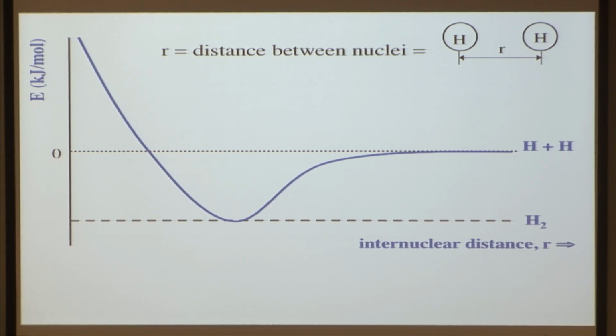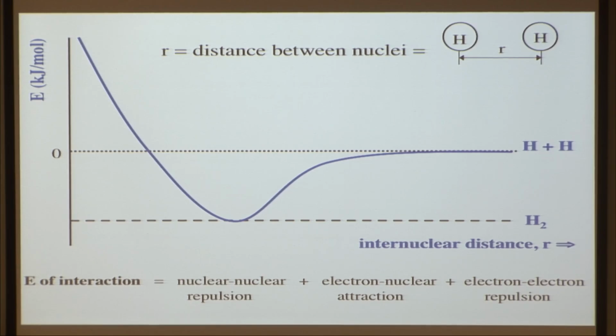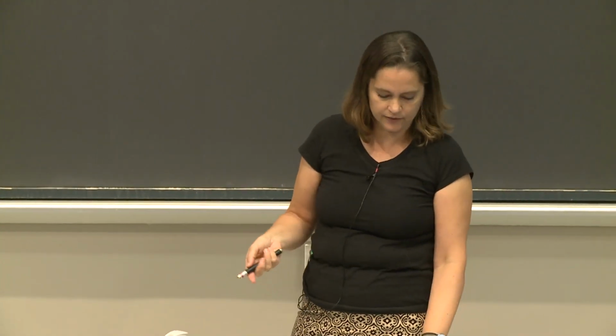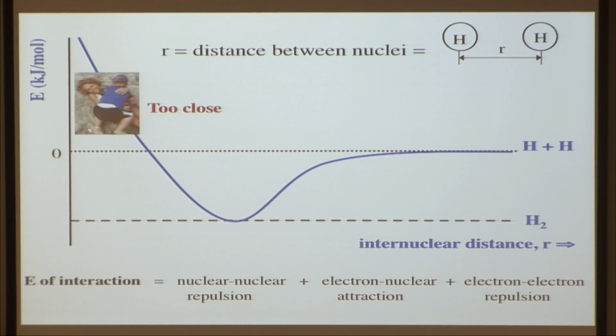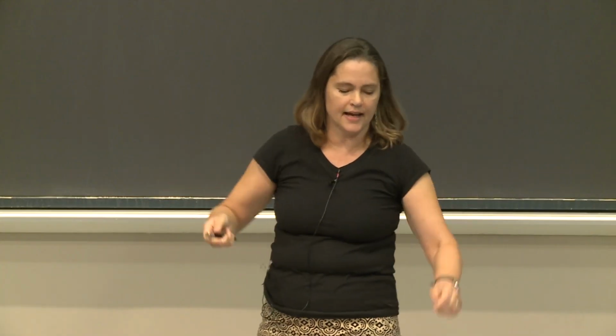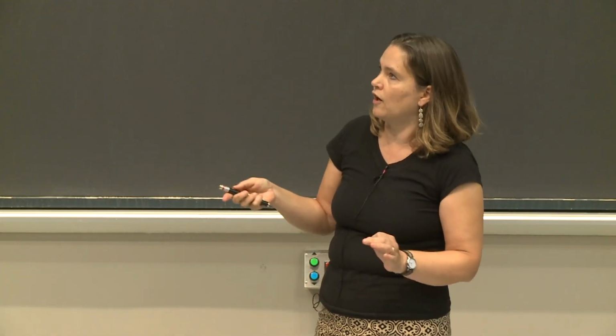So let's think about what's happening here. There's a bunch of different kinds of interactions you can have between those two hydrogen atoms. There are repulsive interactions, nuclear-nuclear repulsion, electron-electron repulsion, and there are attractive interactions like the electron-nuclear, the positive and negative. So up here, these atoms are very close together, and they're really too close, and that's unfavorable. Two objects trying to occupy the same space at the same time is unfavorable.